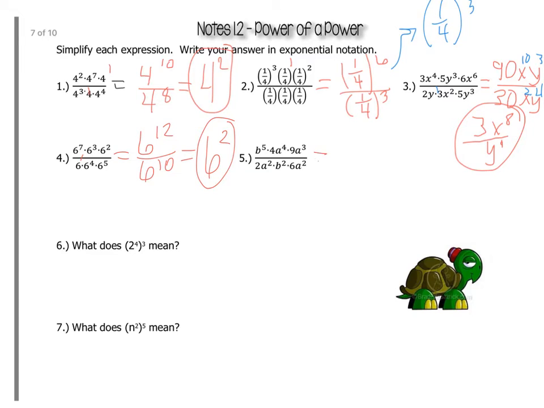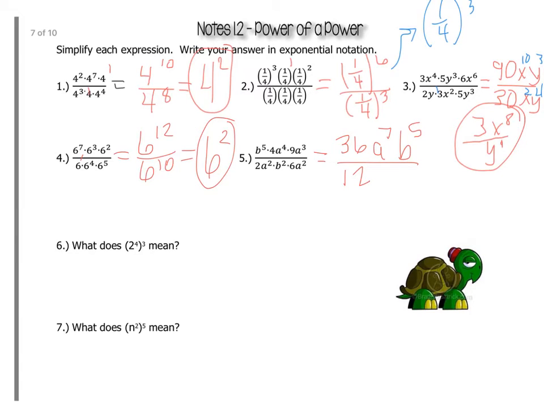Number 5, again, we look at constants first. I have 4 times 9 in the numerator, so that becomes 36. And I have 2 times 6 in the denominator, which becomes 12. Then we look at the variables. In the numerator, I have a to the fourth and a to the third, which becomes a to the seventh. And b to the fifth is the only b in the numerator.